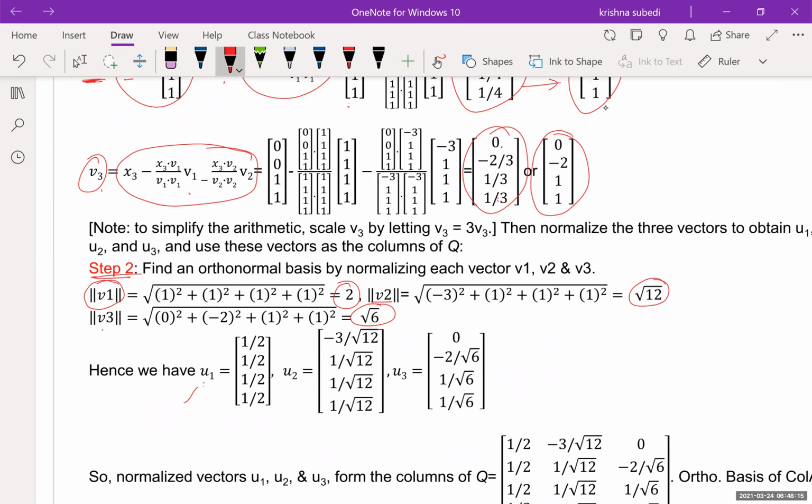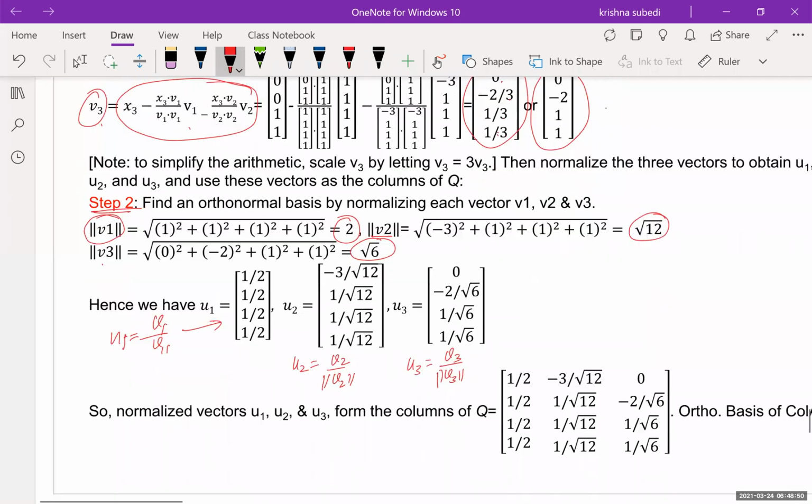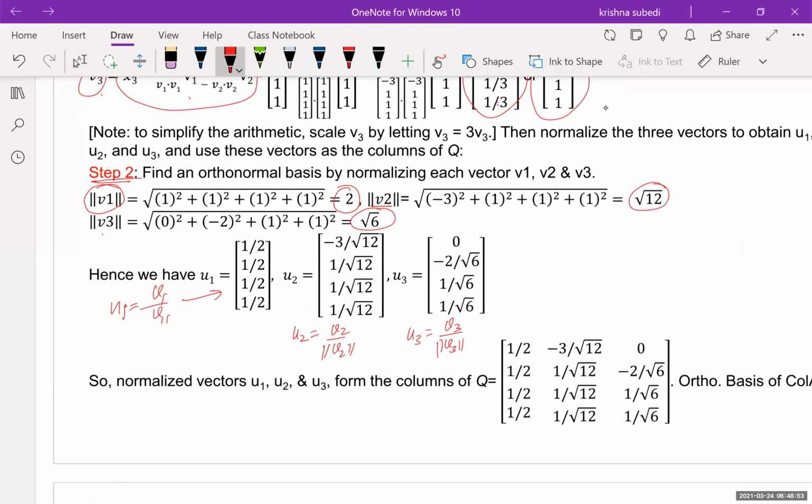So what is this u1? u1 means v1 over norm of v1. This is your u1, okay, which is this. u2 is actually v2 over norm of v2, and u3 is basically v3 over norm of v3. So we just normalize it, meaning we find the unit vectors. So u1, u2, u3 are all unit vectors. You can verify that by yourself. The length of the vectors u1, u2, u3 will be 1.